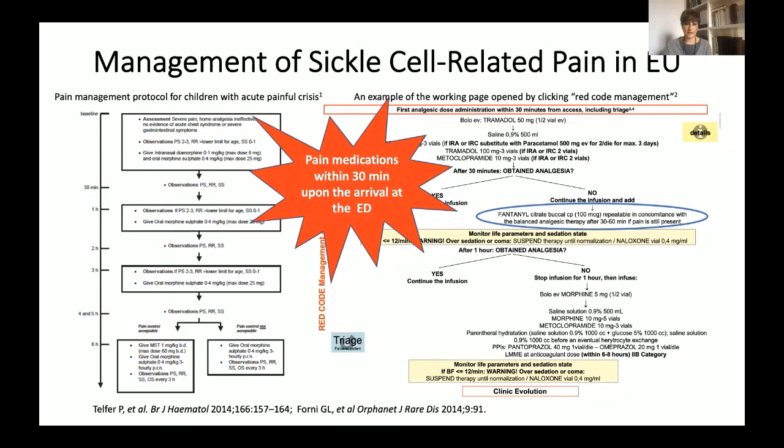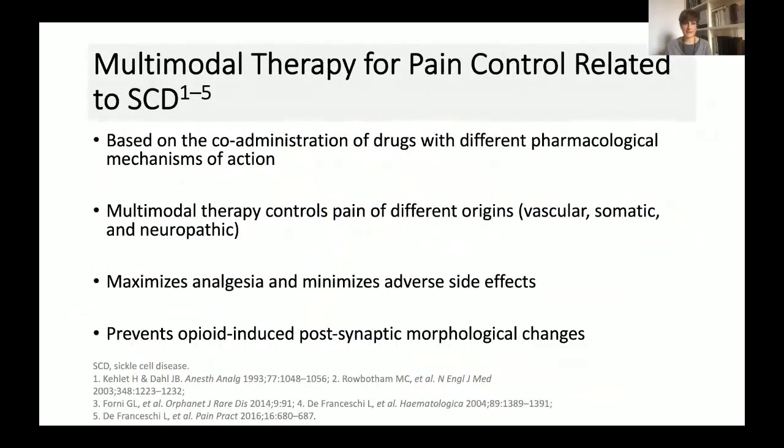One of the best strategies for pain control in sickle cell disease is the use of multimodal therapy, which is based on the co-administration of drugs with different pharmacological mechanisms of action, which are able to control pain of different origin. It is the possibility to combine molecules with different profiles, either to maximize analgesia and to minimize adverse side events.